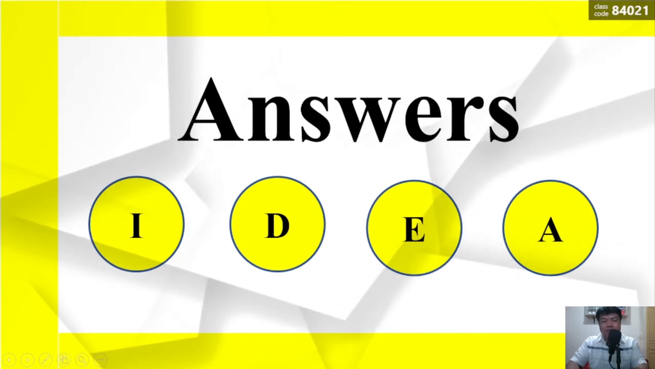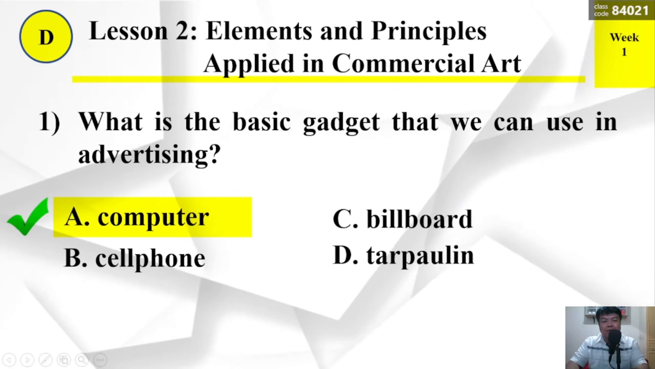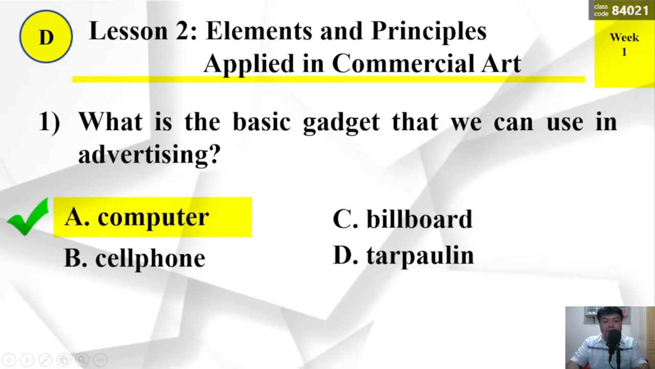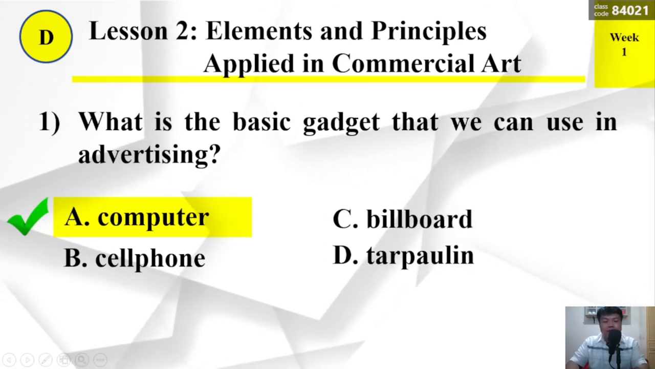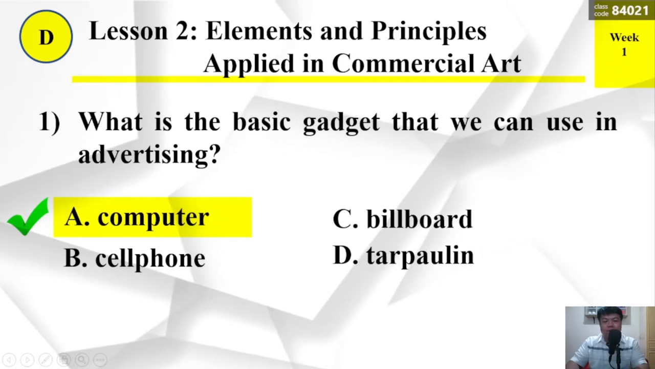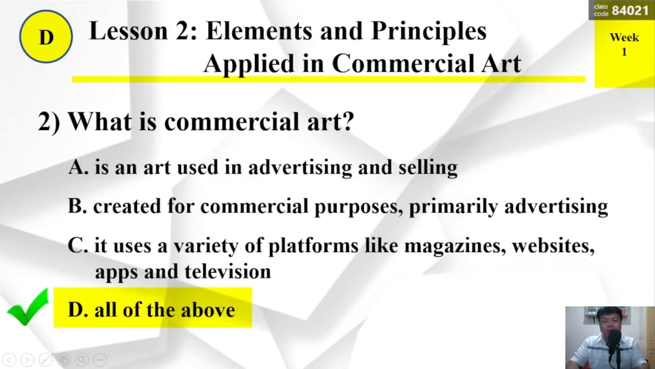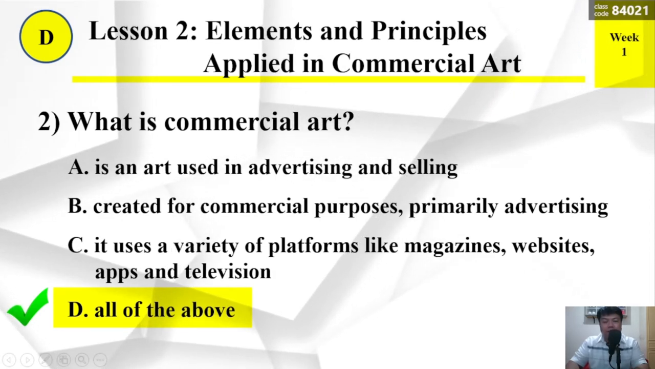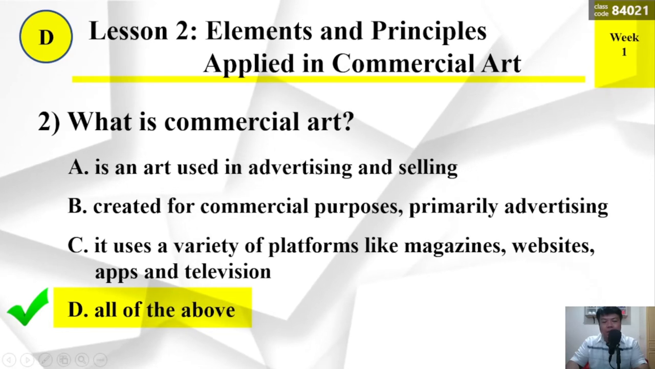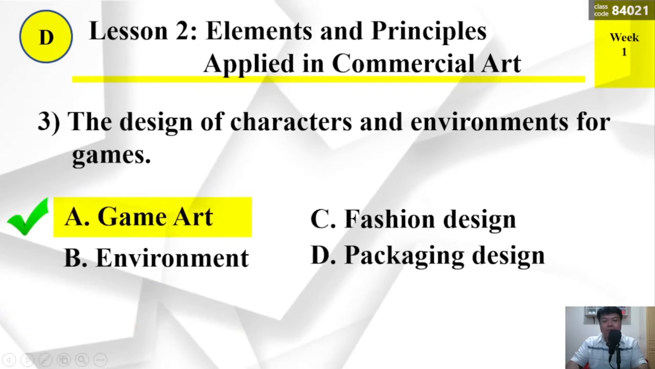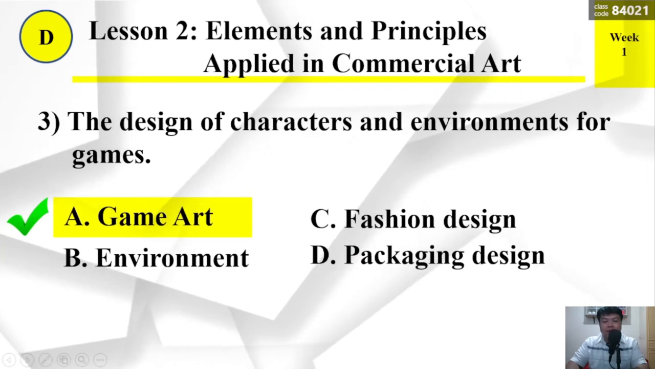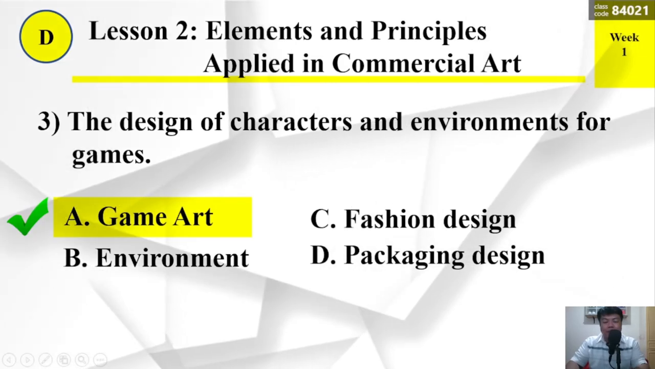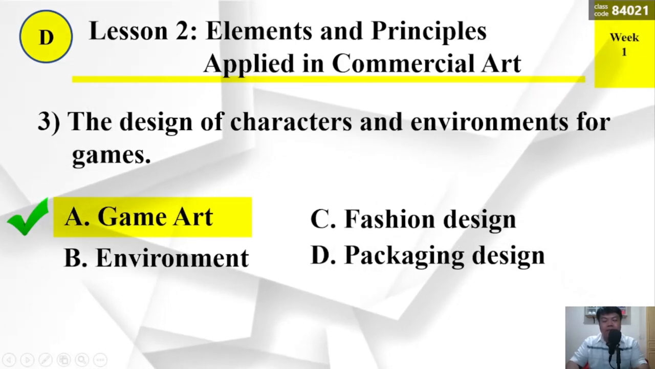Here are the answers. 1. What is the basic gadget that we can use in advertising? The correct answer is letter A, computer. Number 2, what is commercial art? The correct answer is letter D, all of the above. Number 3, the design of characters and environments for games. The correct answer is A, game art.